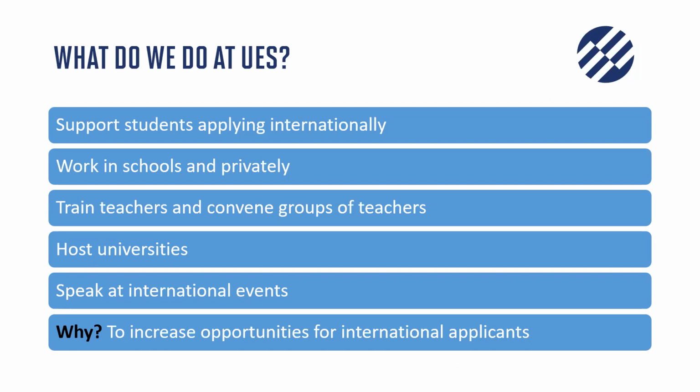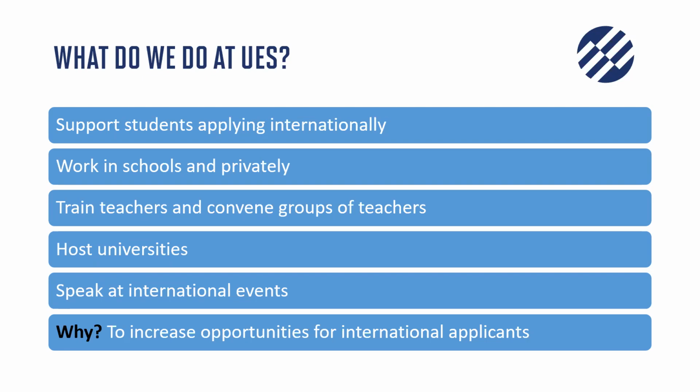Okay, so what do we do at UES? We do a number of things. We are college counsellors, so we do support students applying to international universities. A lot of what we do is US college applications. You will see in a moment, if you didn't know already, that these are very complex and there are a lot of elements to a good US application, and that's why many people get college counselling support for that. We also work in schools, so we help students in schools, and we have counsellors who work in schools, acting as the college counsellor or university advisor in those schools, and we work privately with families as well.